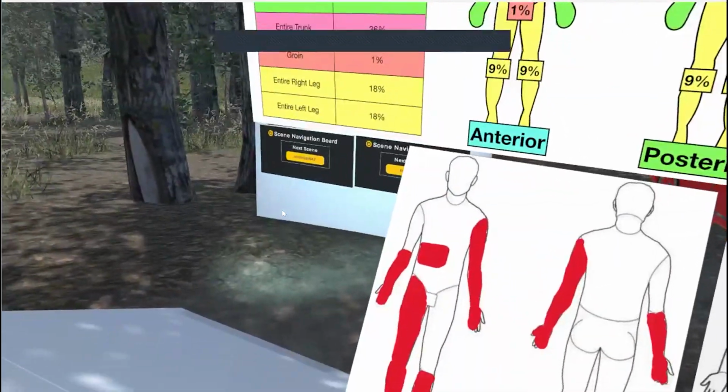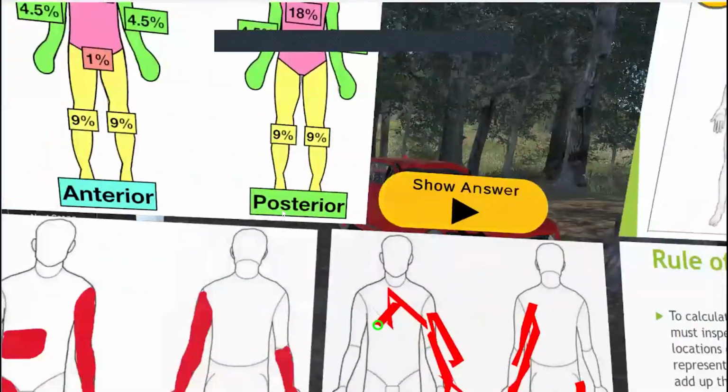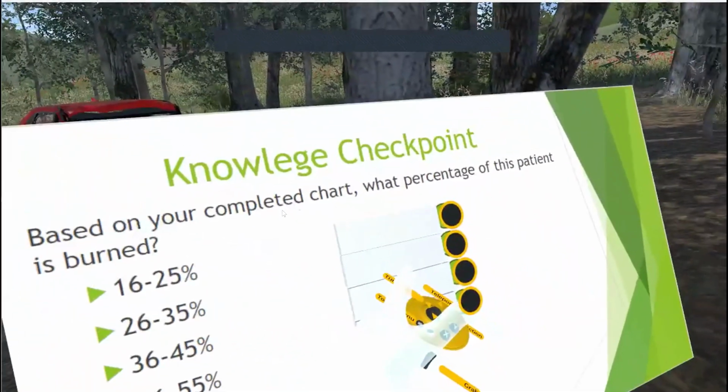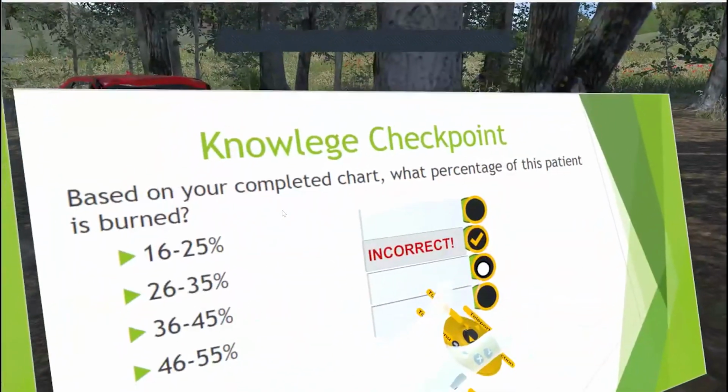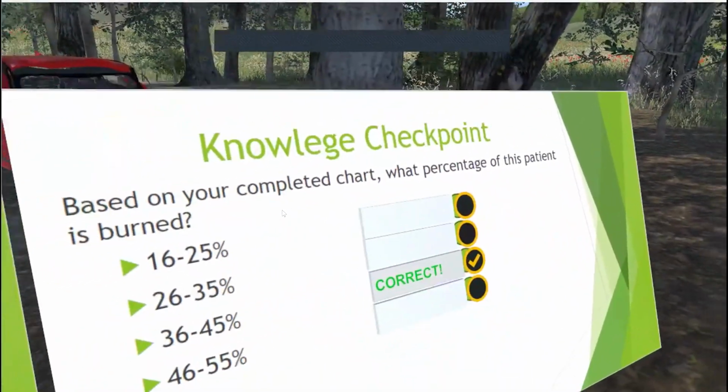And go like, oh, hey, that's a full leg. I'm just going to go ahead and estimate maybe, let's say, 26 to 35%. Wrong. How about this one? 36 to 45%-ish. All right, cool.